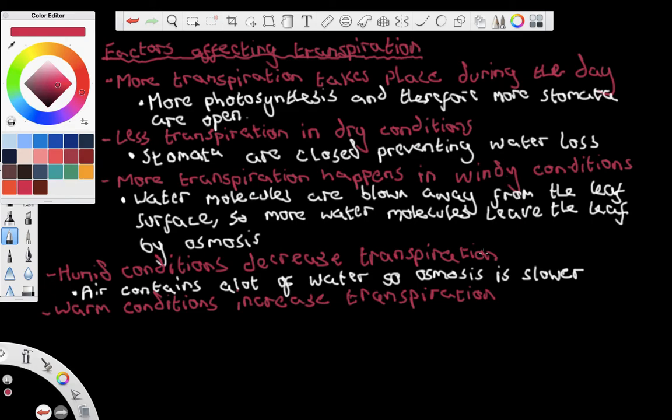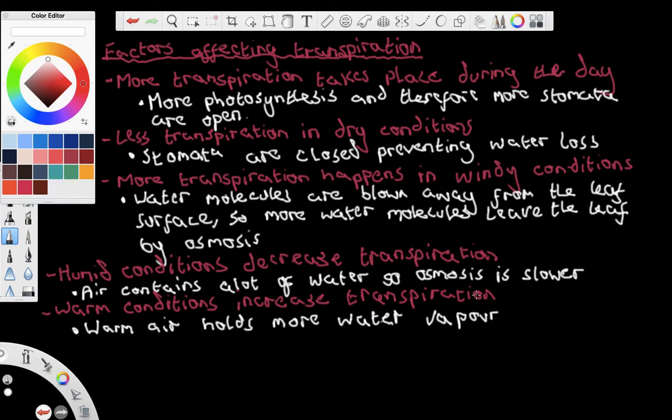This is because warm air can hold more water vapour. So warm air holds more water vapour. It's the worst E ever. More water vapour, that's not much better. I do apologise. So warm air holds more water vapour, so transpiration takes place much more quickly.